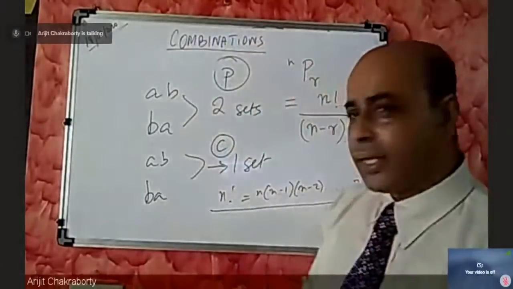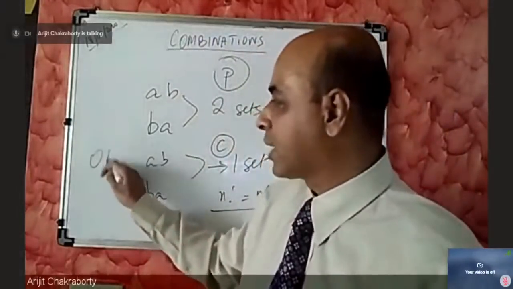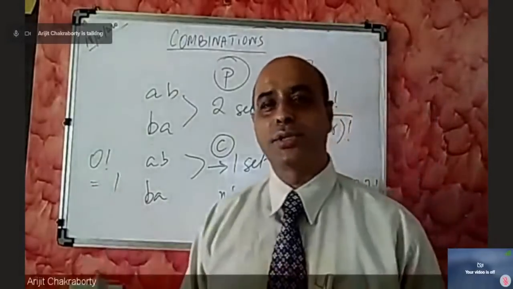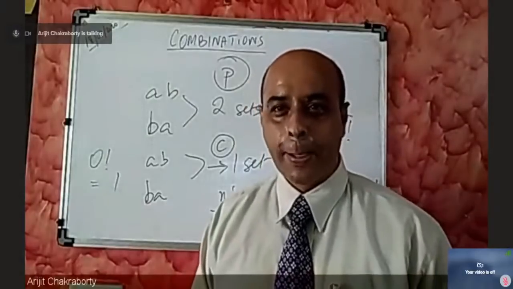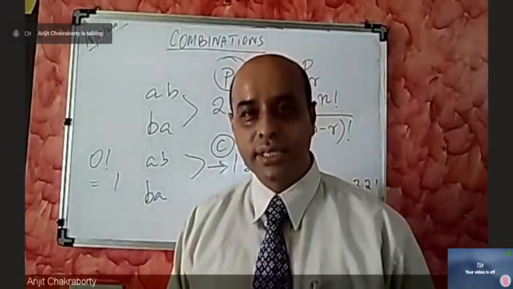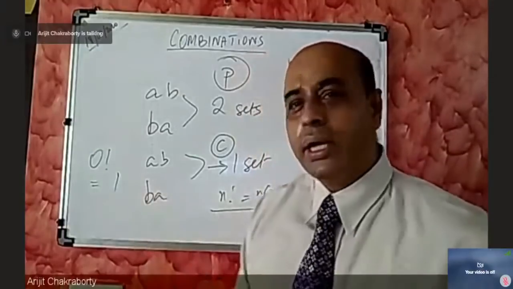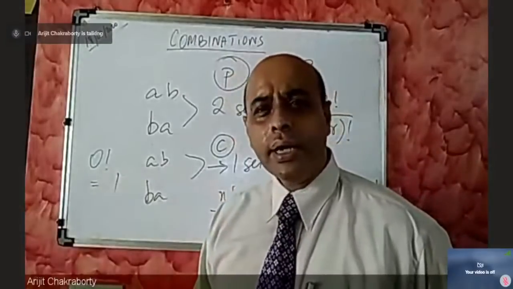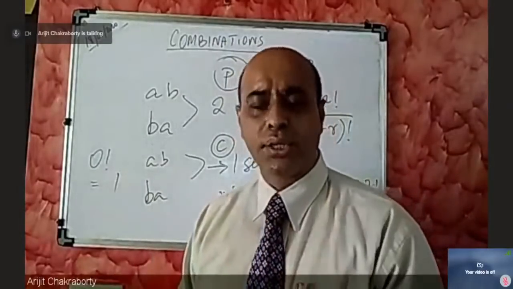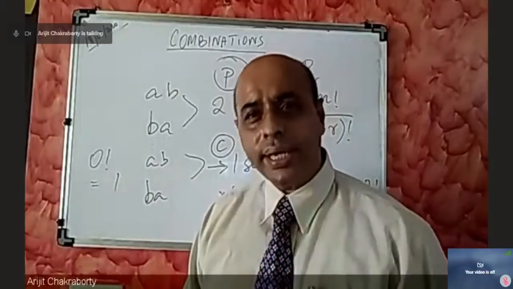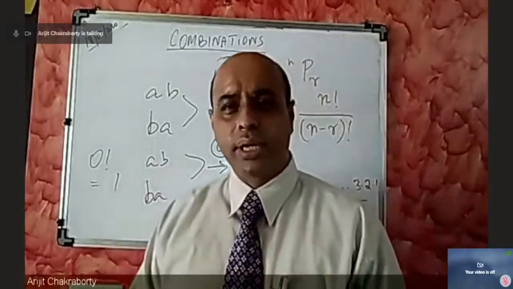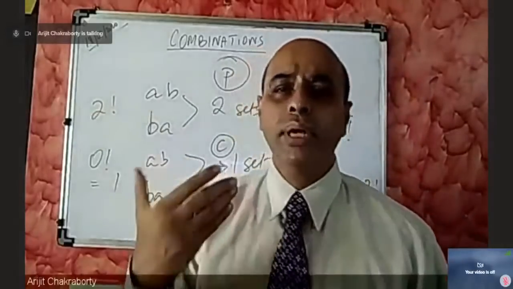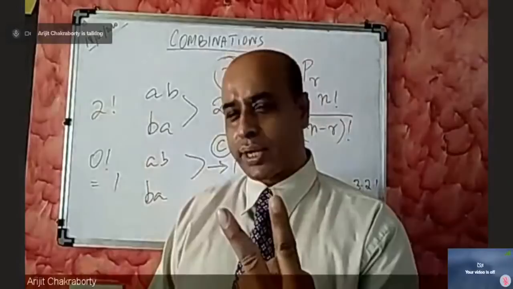Some of you have asked a very interesting question. That day I discussed that factorial 0 is 1. Now why is 0 factorial equal to 1? Thanks to many of you who raised this question. Two points here. First, 0 factorial is 1 by convention, by definition. Second, what is 0 factorial? If I say what is 2 factorial, it means in how many ways can you arrange two objects?